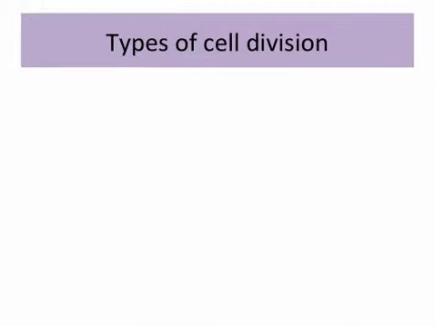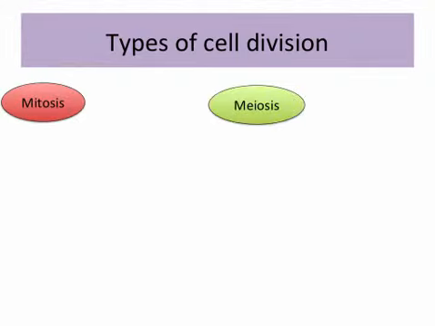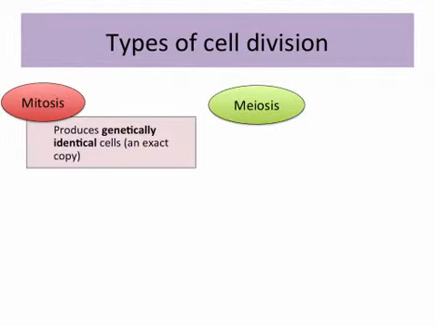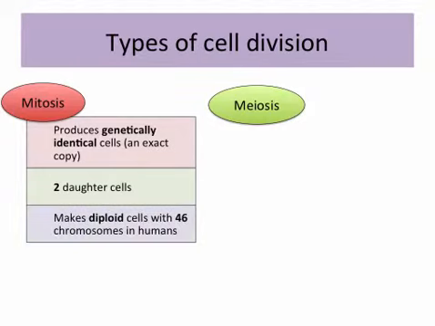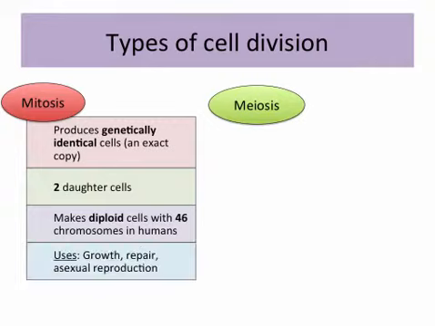I've mentioned different types of cell division in this video. There are 2 types. We have mitosis and meiosis. Mitosis is used to produce genetically identical cells, that is, exact copies of the original. 2 new cells are made, they're called daughter cells, and they are diploid cells. In humans, this is cells with 46 chromosomes. Mitosis is used in growth, repair, and asexual reproduction.